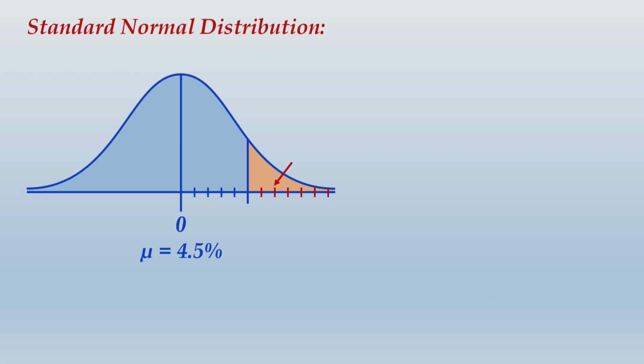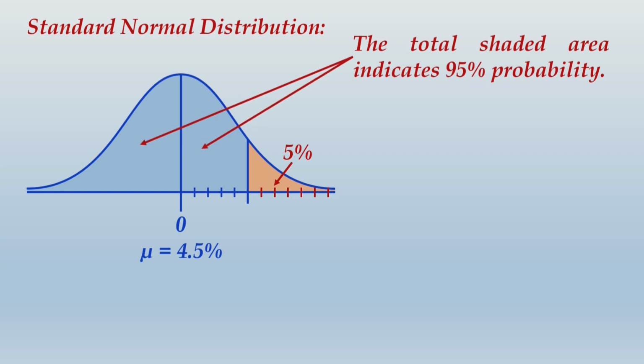Now this critical region, which indicates the level of significance, is 5%. That means there is a 5% probability that we reject the null hypothesis even though it is true. That means the confidence level that we have is 95%, which lies on the left side of this entire curve, the blue shaded region, which indicates 95% probability.